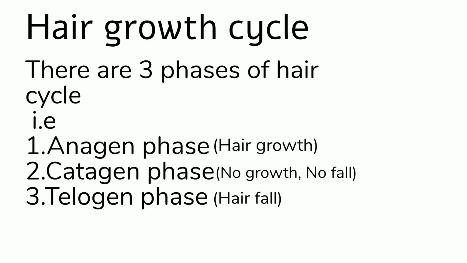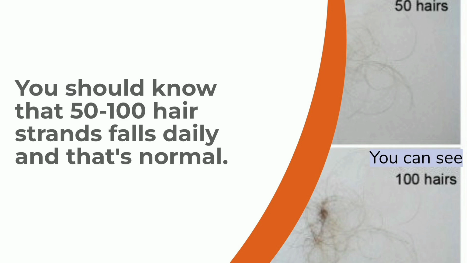Just like we have seen the catagen and telogen phase, one is the resting period of the hair and one is the falling period of the hair. You should also know how much hair falls. Normally in day to day life, 50 to 100 hairs fall every day.